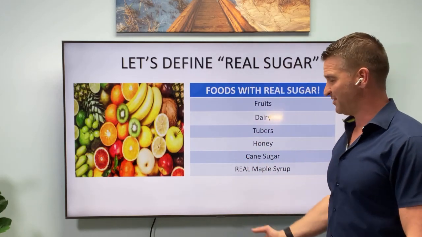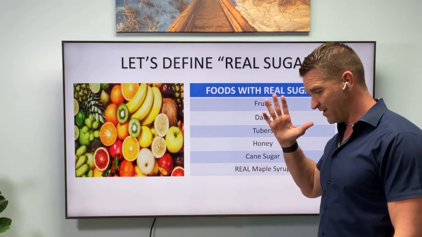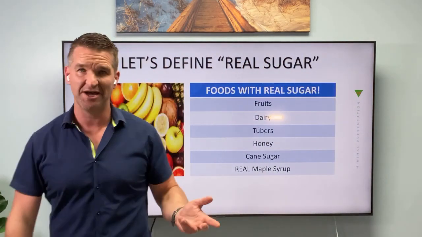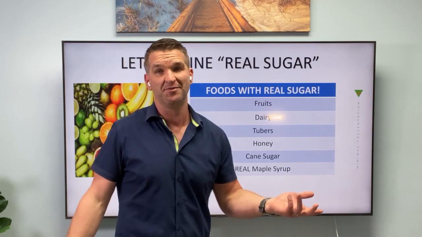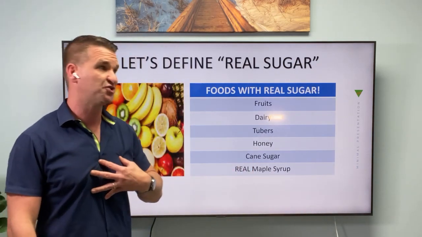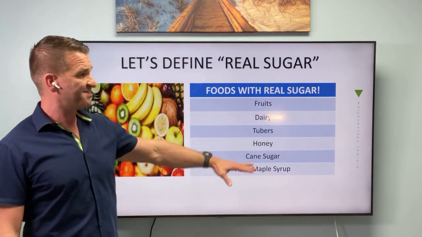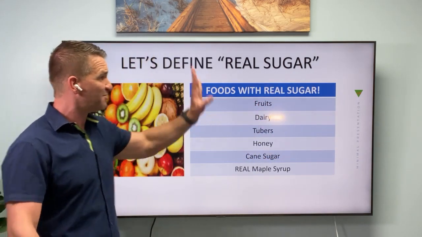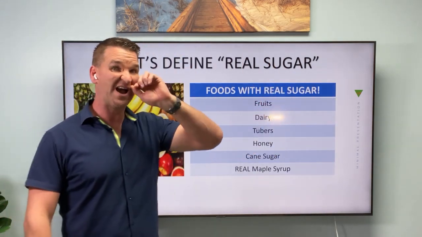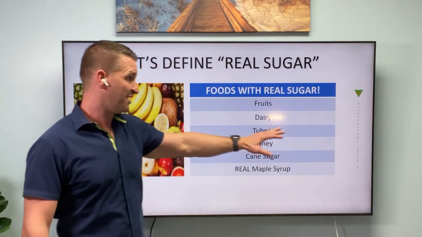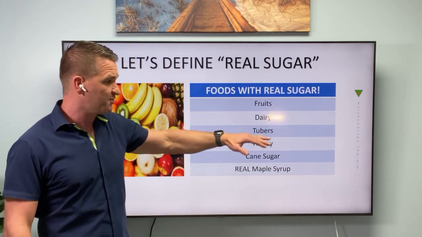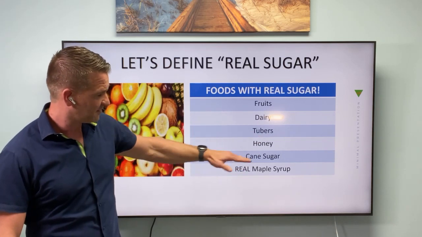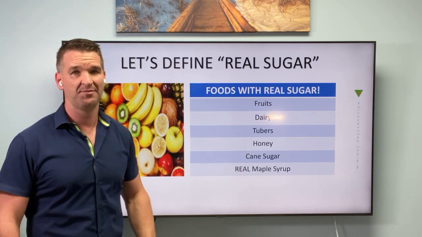define what real sugar is, because like I said, this word sugar is being thrown around out there, and I honestly don't even know what people mean by it anymore. So when we refer to sugar, we're referring to these things, foods with real sugar, okay? We're going to define what real sugar is, not this idea of sugar that lives in the world, right? So foods with real sugar: fruits, dairy, tubers, honey, cane sugar, real maple syrup, okay?